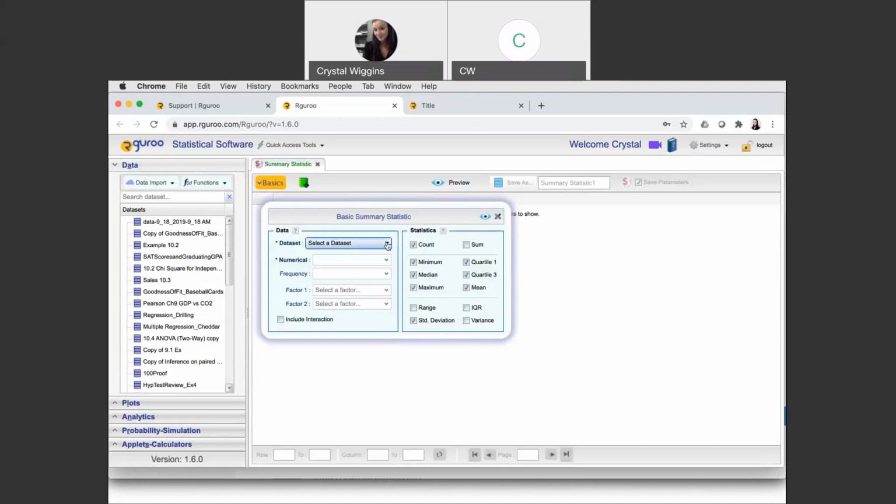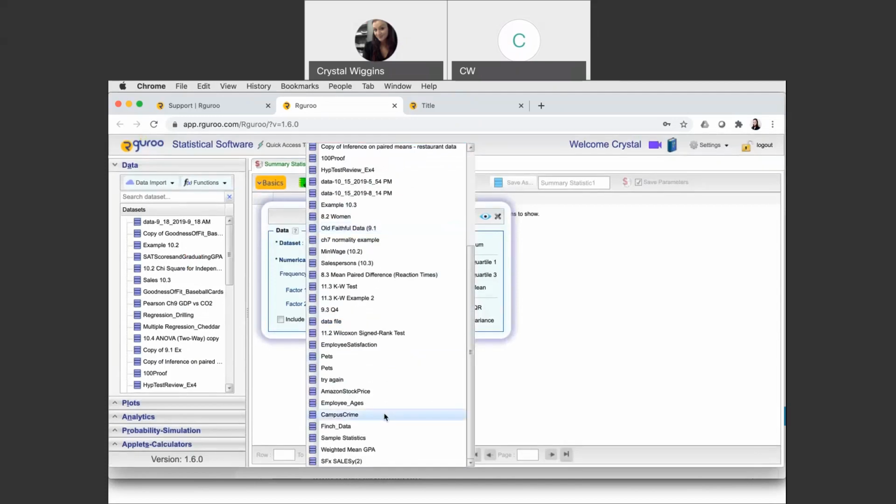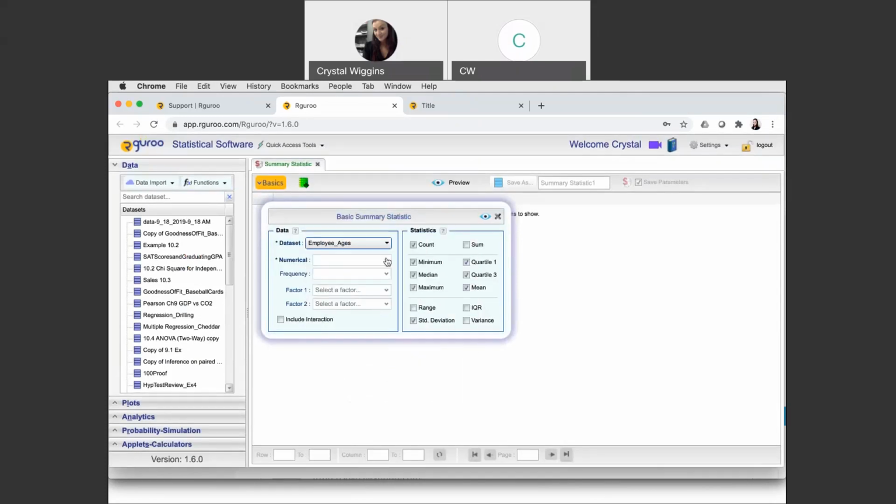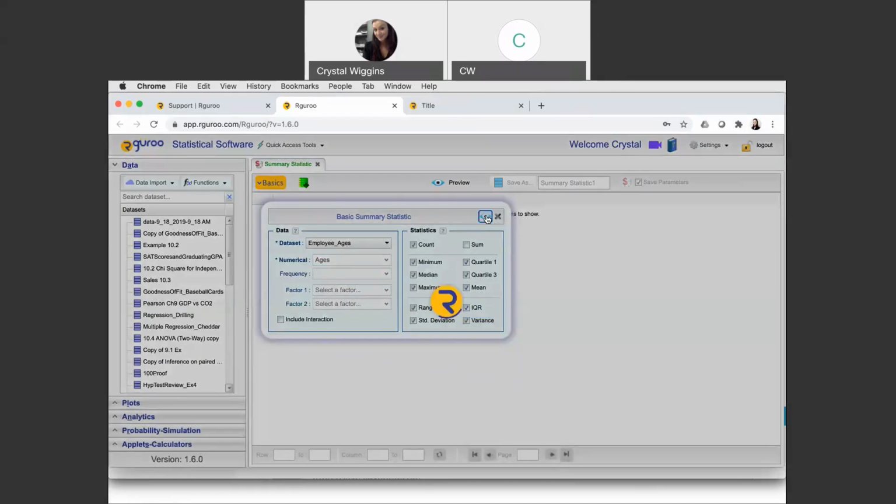Let's select a data set. I'm just going to select employee ages and identify that the variable I want the average and the 5-number summary for is ages. Minimum, quartile 1, quartile 3, median, which is quartile 2, and the maximum. I can get the mean, I can get the interquartile range, the standard deviation, and the variance. Depending on what the question is asking you to find, you now know all the different things that you can find in this little summary statistics screen. Then we hit the eyeball.